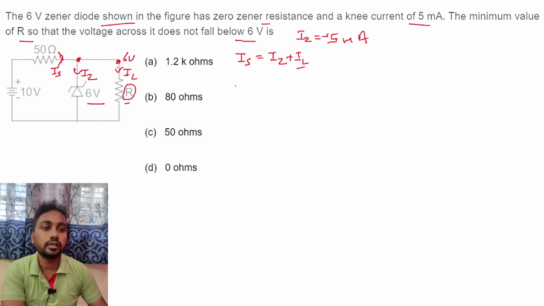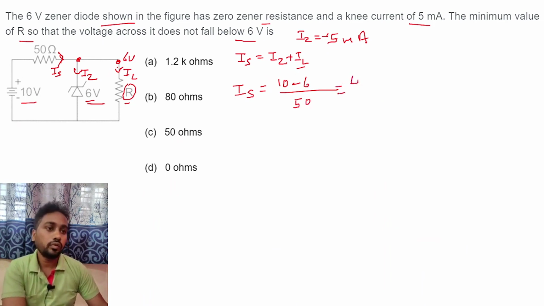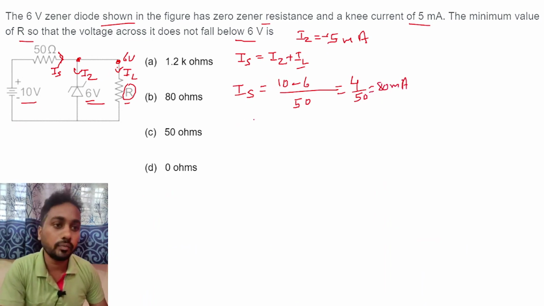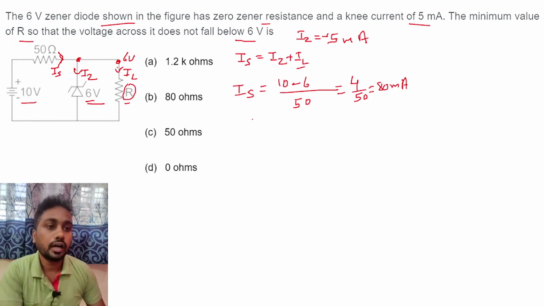So first we will calculate IS. IS is this 10 volt minus this 6 volt, the potential difference, divided by the resistance, which is 50 ohm. So this is 4 by 50, or 80 milliampere. So IS is 80 milliampere.